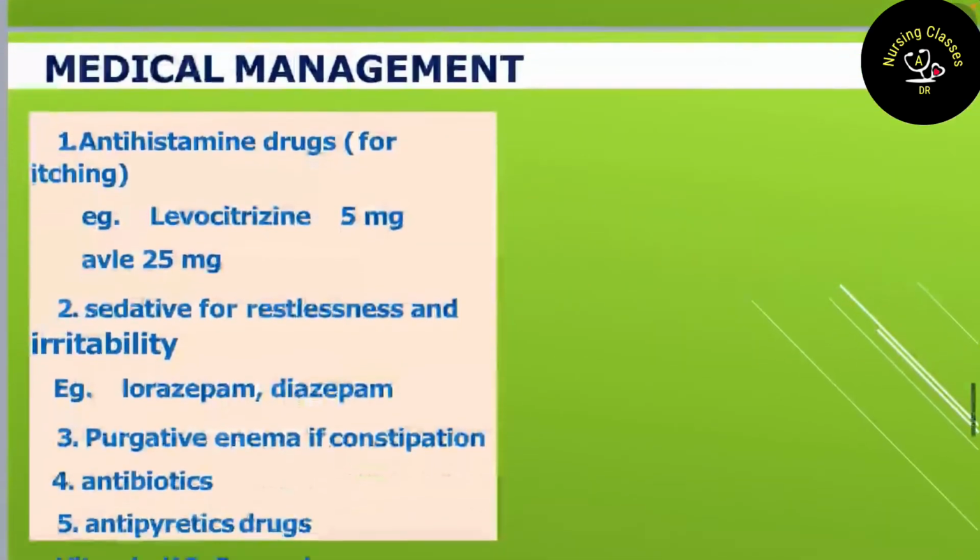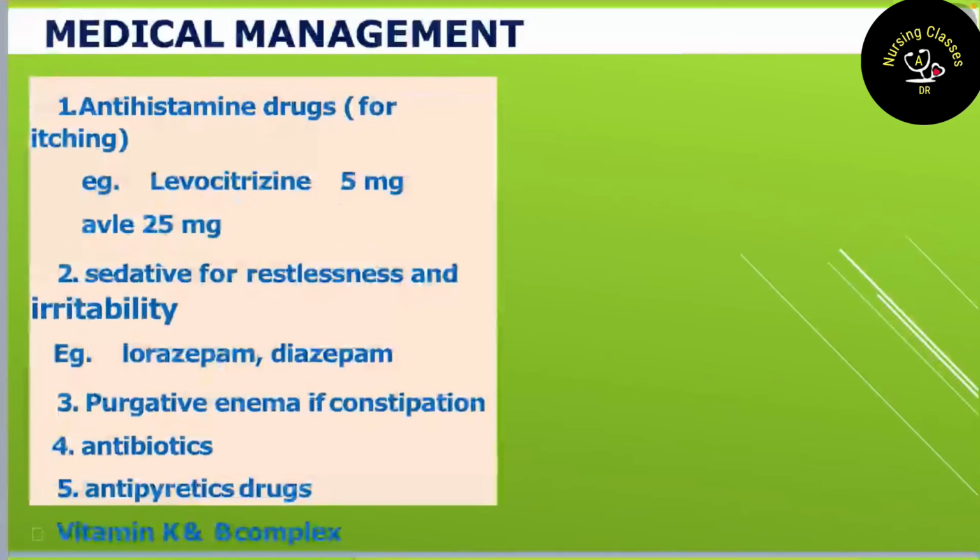Next one is the medical management. First one is antihistamine drugs for the itching, for example levocetirizine 5 mg, Avil 25 mg. Then sedatives for restlessness and irritability, for example lorazepam, diazepam. The third one is purgative if constipation. Fourth is antibiotic. Fifth is antipyretic drug. Then vitamin K and B complex.